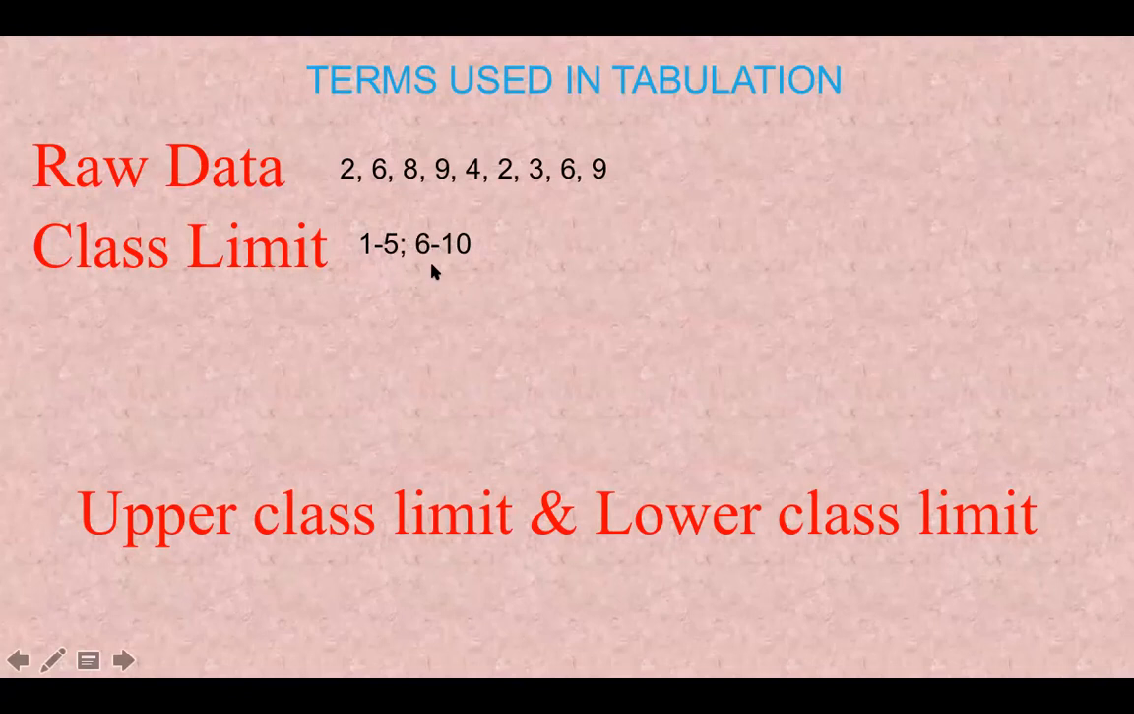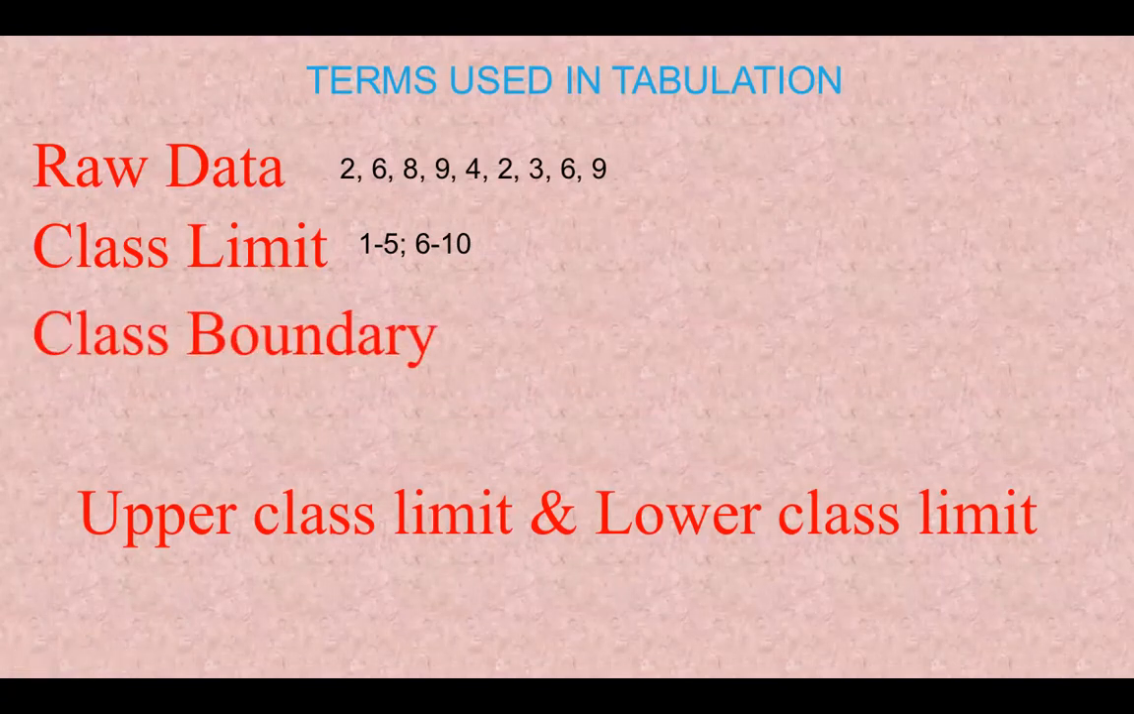This type of series is called discrete series. Another series, which is known as the continuous series, has no gap between the upper class limit of one class and the lower class limit of another class. This is known as the class boundaries. These are the actual class limits.